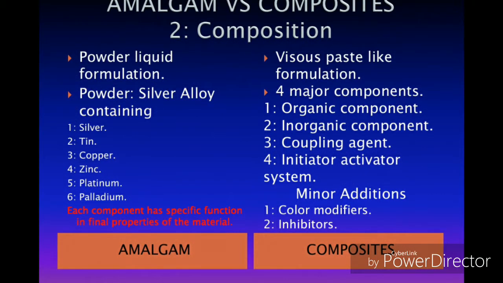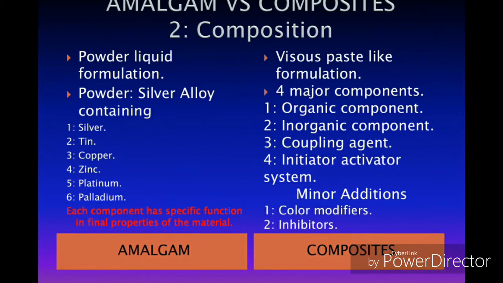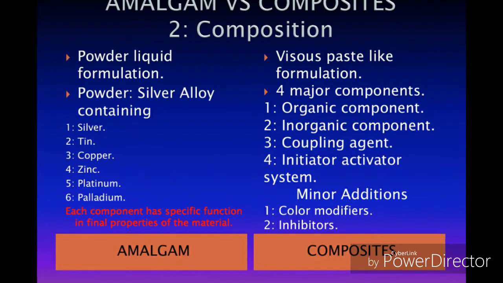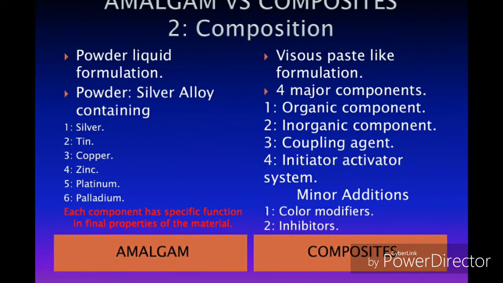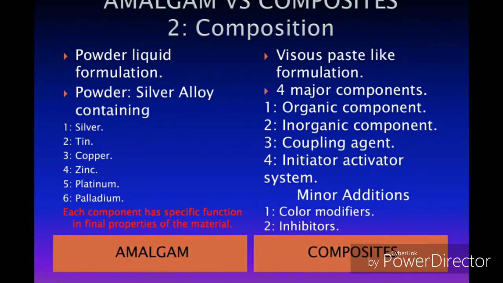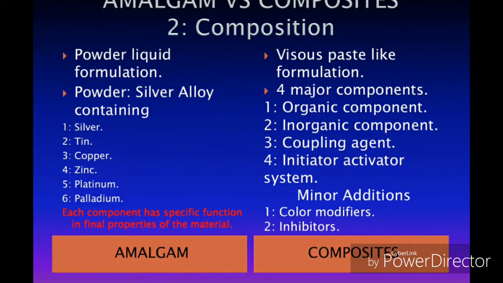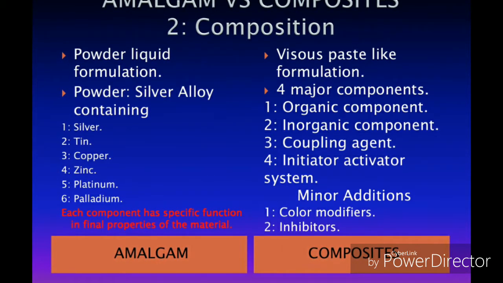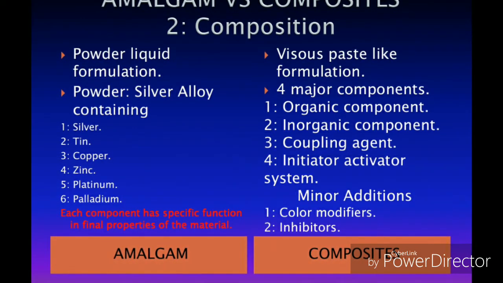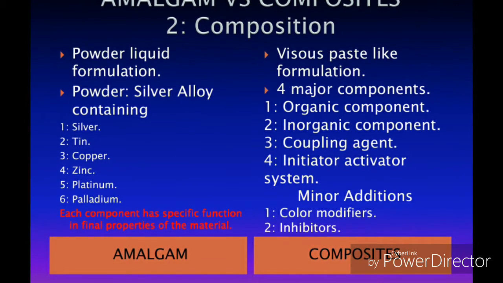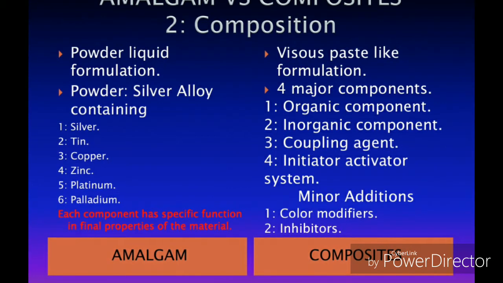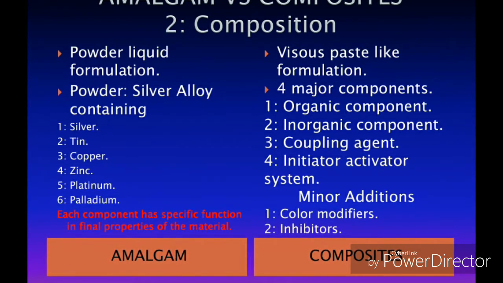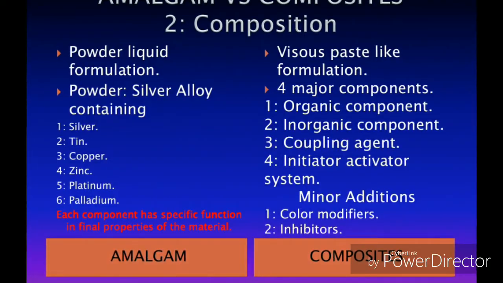Now let's talk about the composition of dental composites. It is formed by four major components. First one is the organic component, which is the polymer matrix. The second one is the inorganic component, which are the filler particles. Then a coupling agent which helps to bind the organic component with the inorganic component, and lastly the initiator activator system. In case of chemically cured dental composite, it is benzoyl peroxide and tertiary amine, whereas in case of light cured dental composite, camphorquinone is a photoactivator which is activated by blue light in the wavelength of 470 nanometers, which helps to polymerize the light cured dental composites.